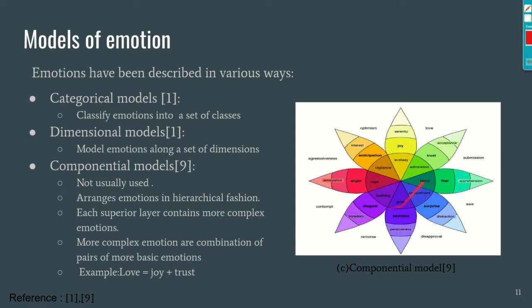a hierarchical fashion, as we can see in this image, and each superior layer contains more complex emotions as we go from here to here. And then more complex emotions are a combination of pairs of more basic emotions. One simple example is that love here is a combination of trust and joy.